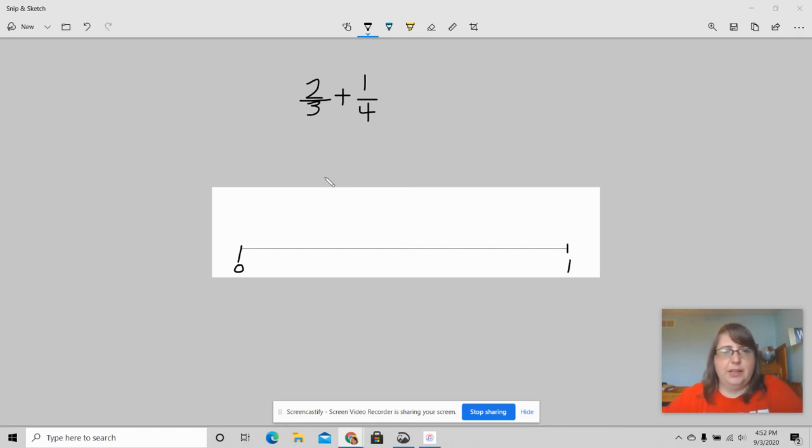Hi, let's take a look at another one. This one is a little more complicated. So as we take a look here, first, let's look at the 2/3. So 2/3 would be, we're going to divide this number line into three parts. So that's about it. We have 1/3 here, 2/3 here, and then the number one is 3/3.